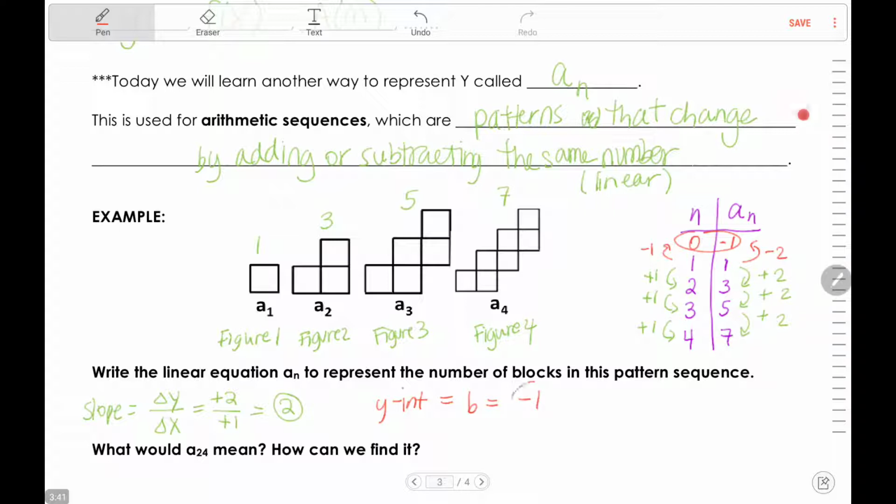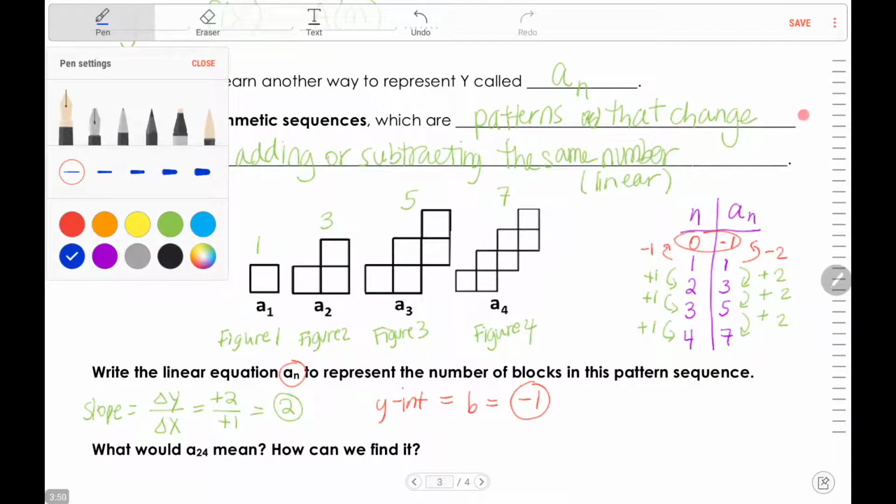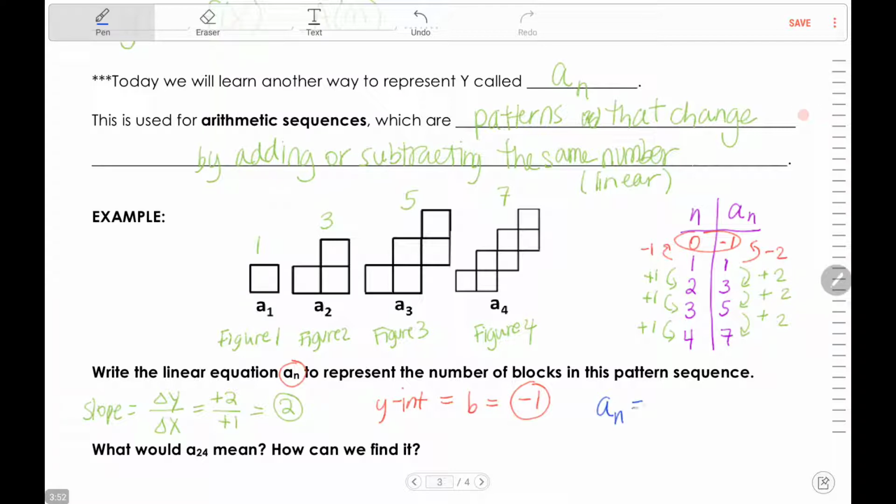So what I have here is I have an expression. Well, I got to use a base n as my y. So my final equation is a base n equals my slope, 2, times, now not using x, they're telling us to use n. So we got to do 2n and then minus 1, which is our y-intercept. This is the equation for the sequence.